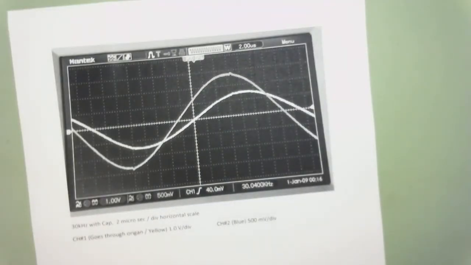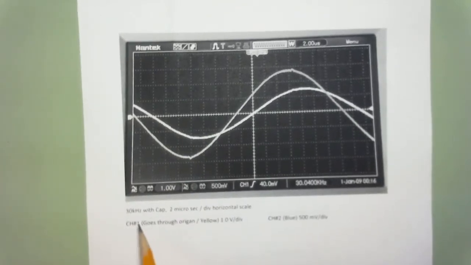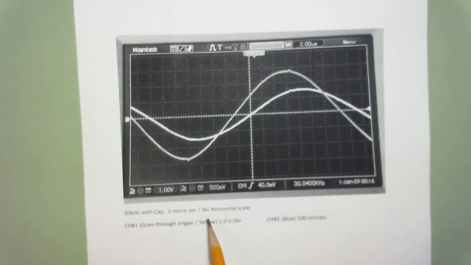Then this one right here, we've moved to now 30 kilohertz. So we've increased the frequency by a factor of 3. We've gone back to the capacitor. And as you could imagine, our time scale has changed. So now we just have 2 microseconds, 2 times 10 to the minus 6, because the frequency is larger. And then channel 1 and channel 2, I've changed my story here just a little bit, because the scale on channel 1 is 1 volt per division, whereas the scale on channel 2 is 500 millivolts per division.